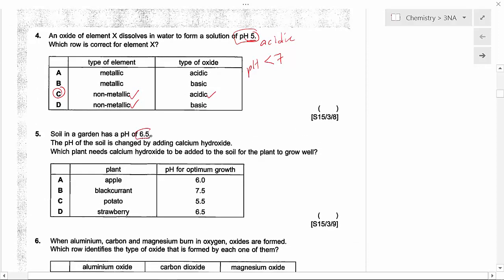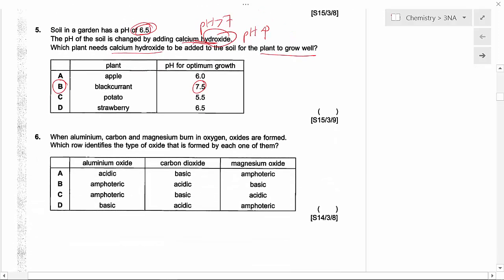The soil is 6.5, and after adding calcium hydroxide, which plant needs calcium hydroxide to be added to grow well? When you add something that is hydroxide, the pH will increase to above 7, because this is about pH 10 to 12. So you add a little bit to 6.5 to increase the pH. Which plant grows best in slightly alkaline soil? Of course something higher than 7, so answer is B. You want pH greater than 7, so it's 7.5.